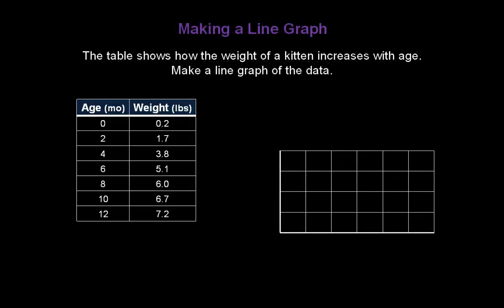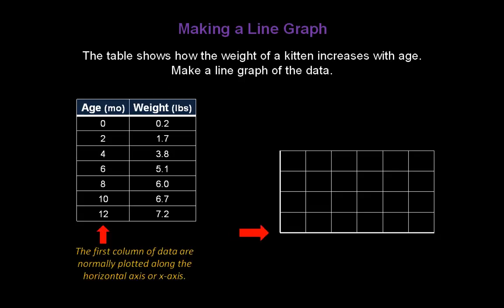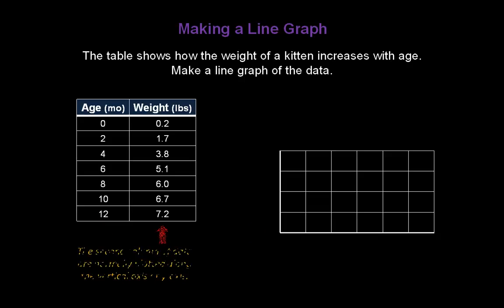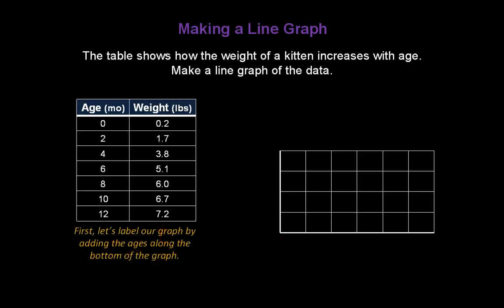Now let's make our own line graph. The table below shows how the weight of a kitten increases with age. We want to make a line graph of the data. The first thing you should do is make sure you understand the data you have to graph in the table. The very first column shows the age of the kitten in months, while the second column shows the weight of the kitten in pounds. The first column of data are normally plotted along the horizontal or x-axis. The second column of data are normally plotted along the vertical or y-axis.